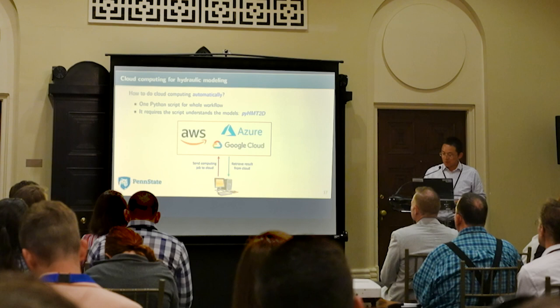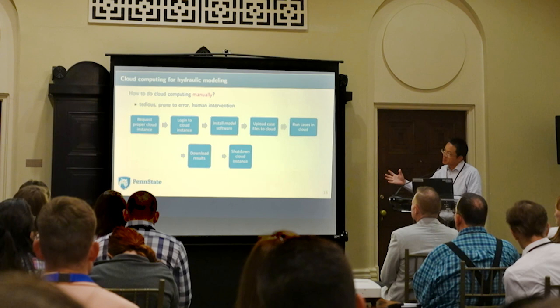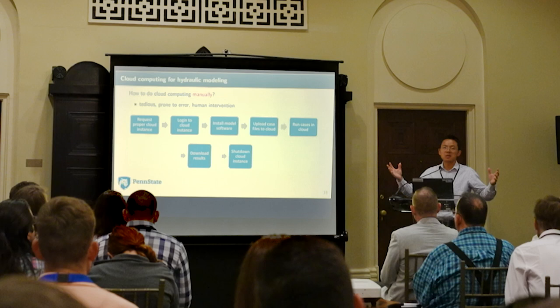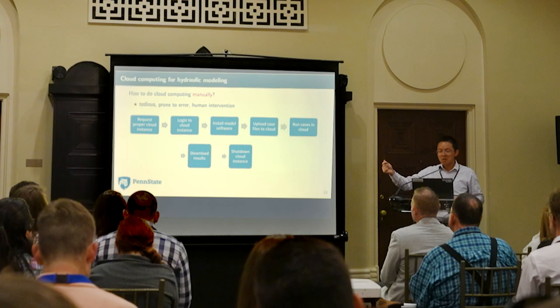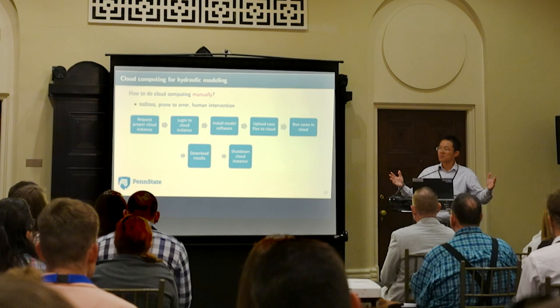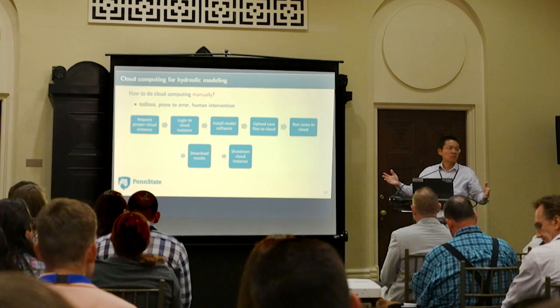So what are the steps to do cloud computing? If you want to do it manually, it's going to be pretty tedious. First, you need to find out what kind of cloud instance you need, how many cores, how much memory, and then you request that. You put in your credit card number, and then you get it and log into the cloud instance. When you log in, it's basically just a remote desktop. Actually, it is a remote desktop. You remote desktop to the instance they give you, and then you do whatever you want. But the remote desktop computer is clean.